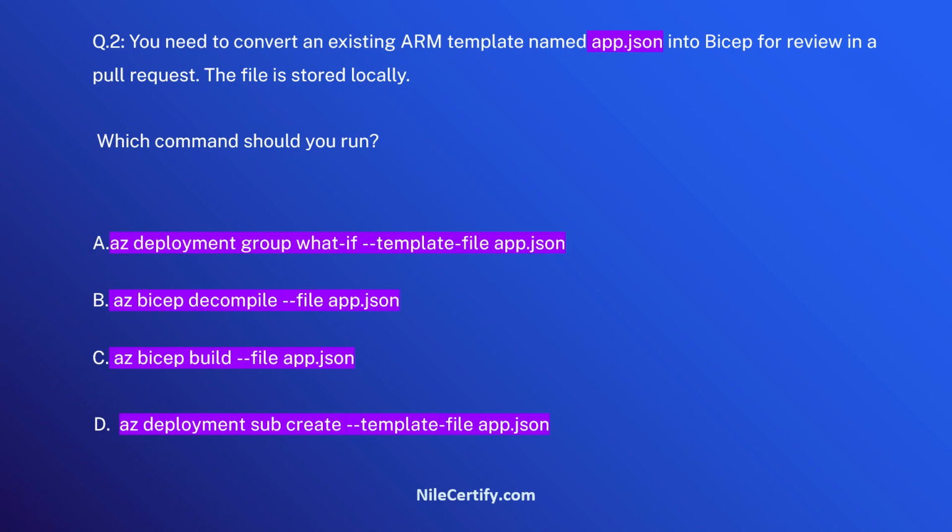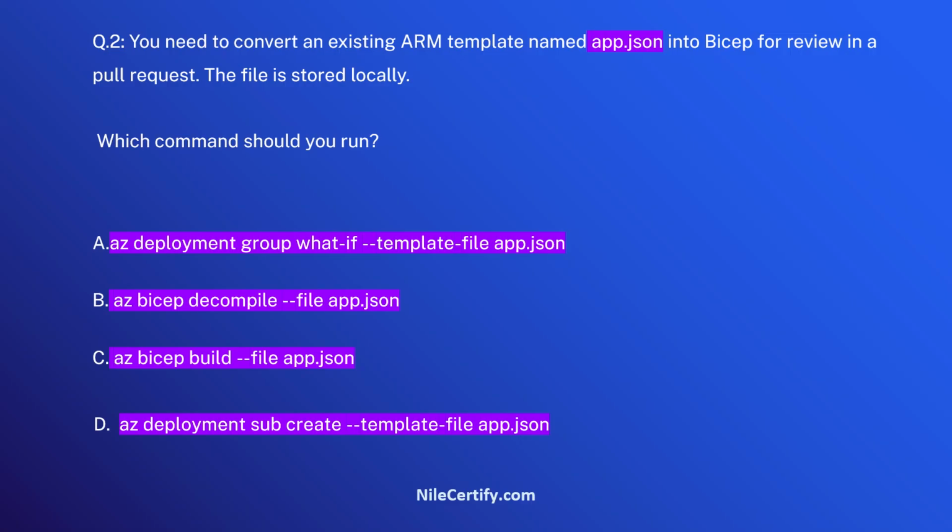Option D, az deployment sub create. This is a deployment command at subscription scope, and it will attempt to deploy the JSON template, but it does not convert anything, and it's out of scope for a code review task. So you would use this when you are actually ready to deploy, and not when you want to transform the file format.